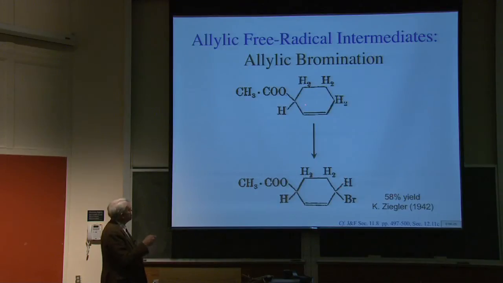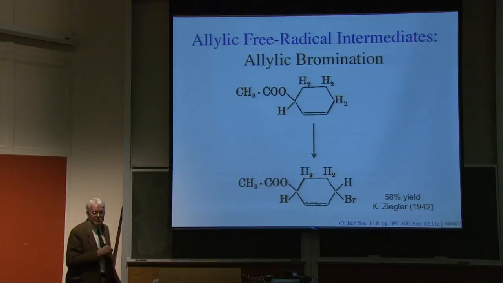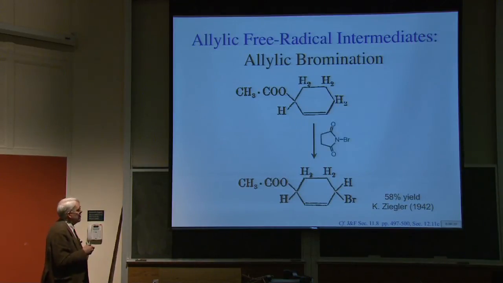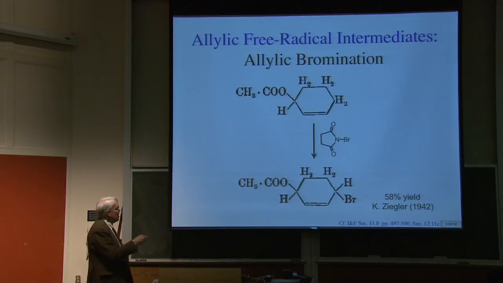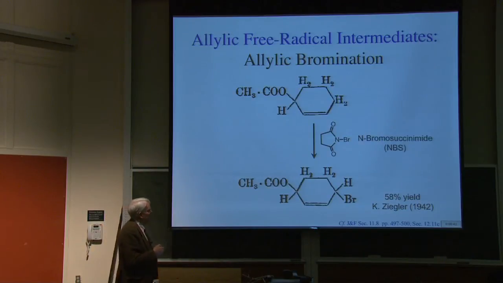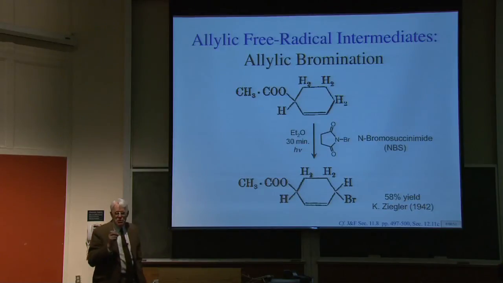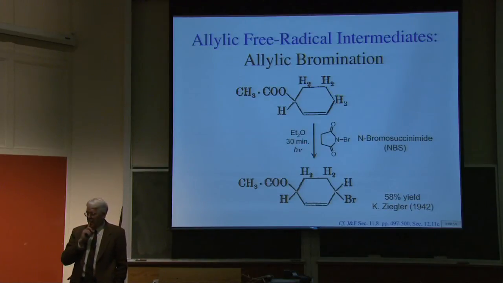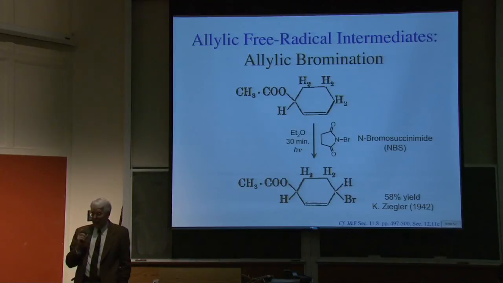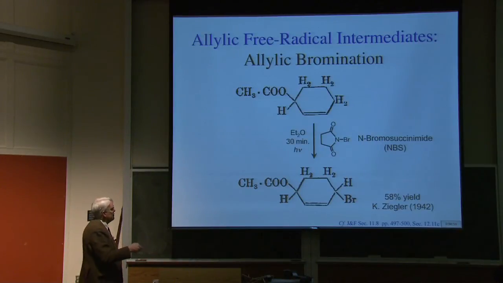He could get a 58% yield of substitution. This bromination is a substitution, pulling off one of these hydrogens and replacing it by bromide. Now, for this purpose, the paper describes this particular compound, which is called N-bromosuccinimide, right? And in ether solvent in 30 minutes using light. What does the fact that he was using light suggest? That it might be a free radical chain reaction, right? He was able to get this 58% yield.